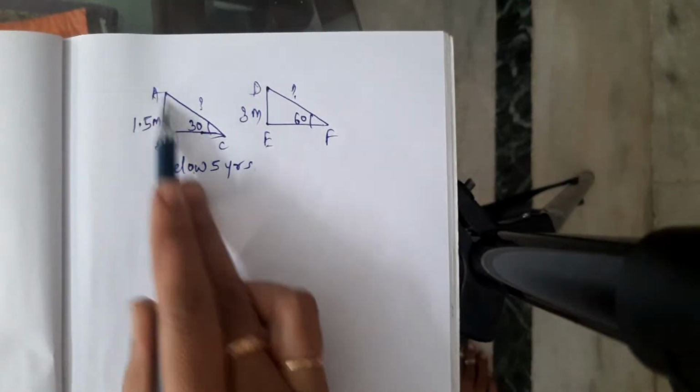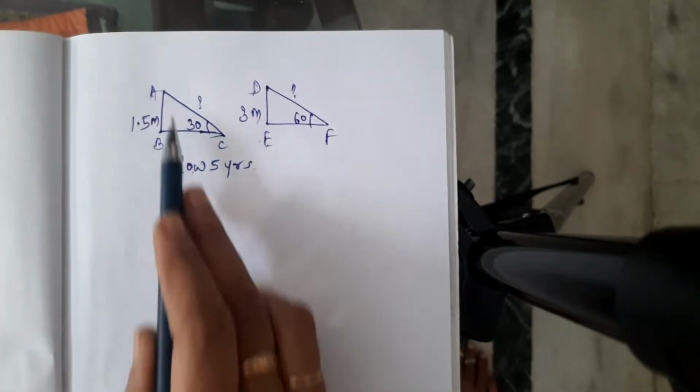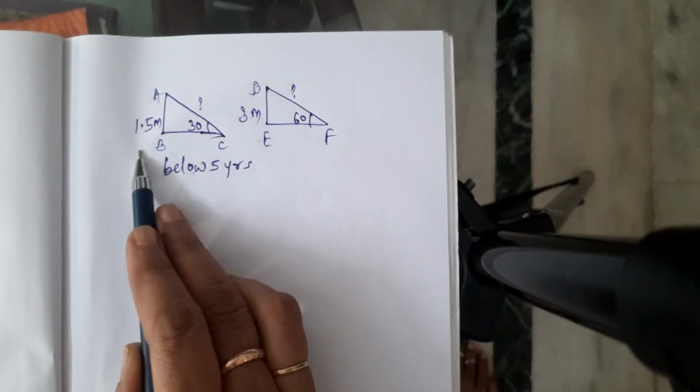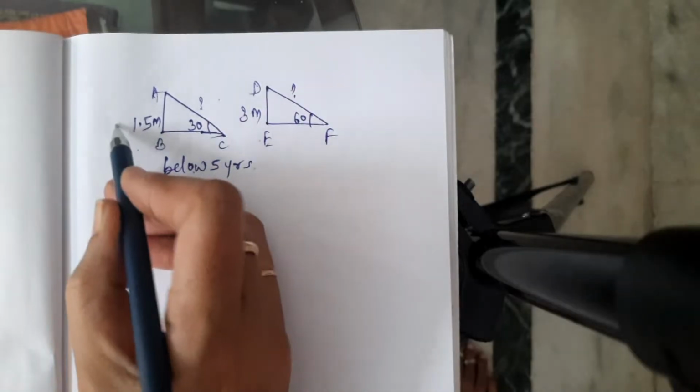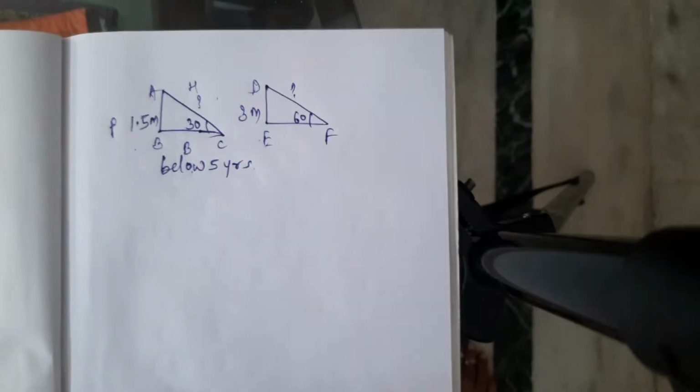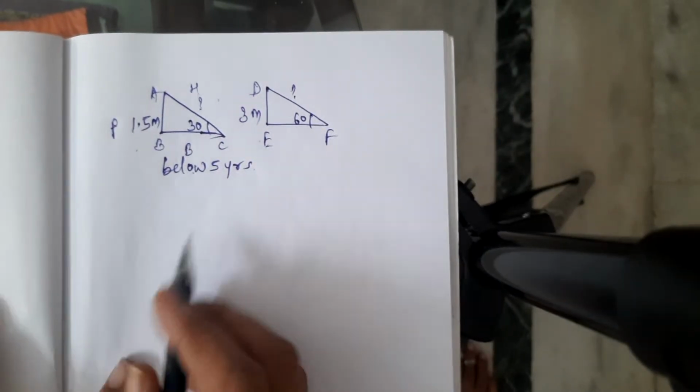Here perpendicular and hypotenuse is there. So in this triangle we are in relation with the sine. Sine theta is perpendicular upon hypotenuse. So this side stands for perpendicular, this is base and this is hypotenuse. So we'll start out with that.